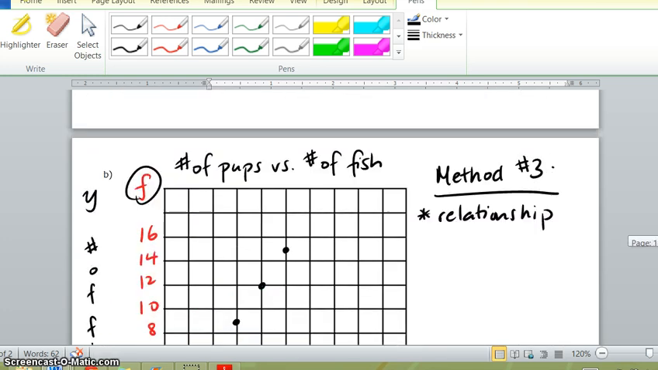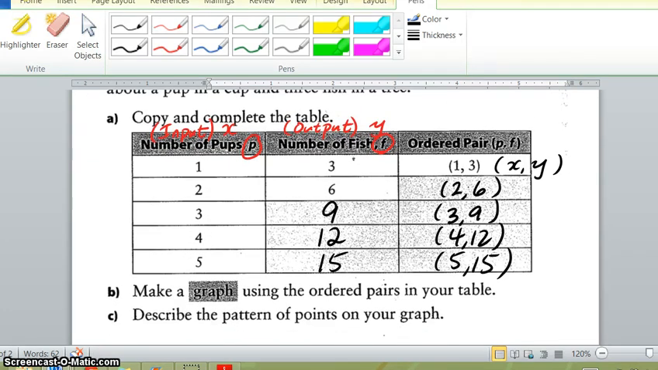So I'm going to go back to the t-table up here. If we think about what the rule is, what do we do from x to get to y? We multiply by 3. What do we do from x to get to y? We multiply by 3. What do we do here to get from x to y? We multiply by 3. So really, what are we doing to the input to get to the output? We multiply by 3. So really our rule is times 3. Keep that in mind.